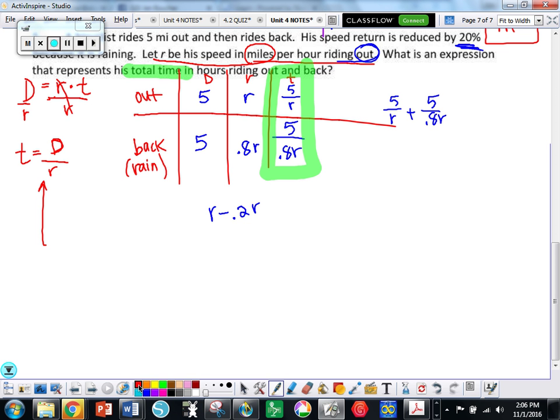Okay. I have to multiply both fractions by what? By 0.8. Why? Because they already have an R, we need a common denominator. 0.8R on bottom. What is this? 4. And 4 plus 5 would be 9. Questions?